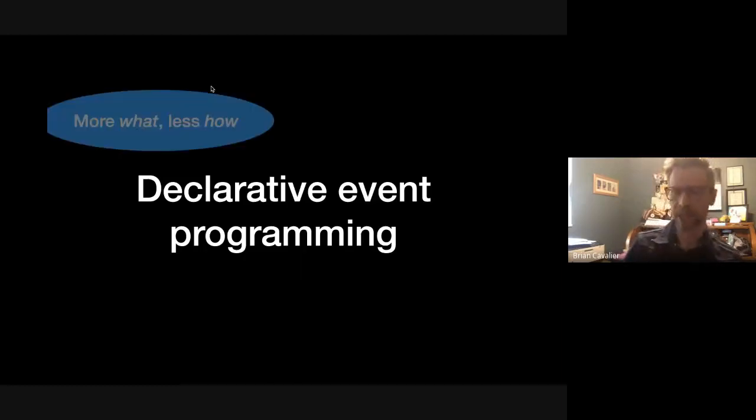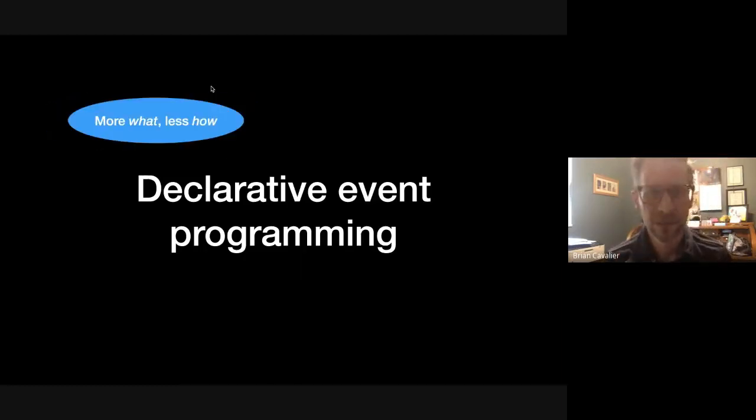You could call it a reactive programming library, but I think that's a confusing term for a lot of people. It doesn't convey, I think, what it does, and so I call it a declarative event programming library, because it lets you be declarative. It lets you say more about what you want to do and less about how you want to do it.